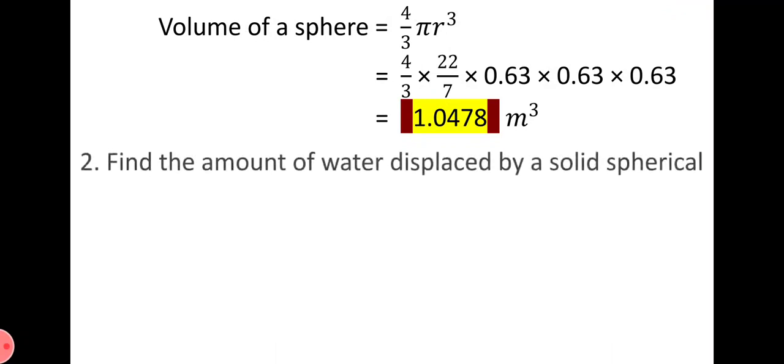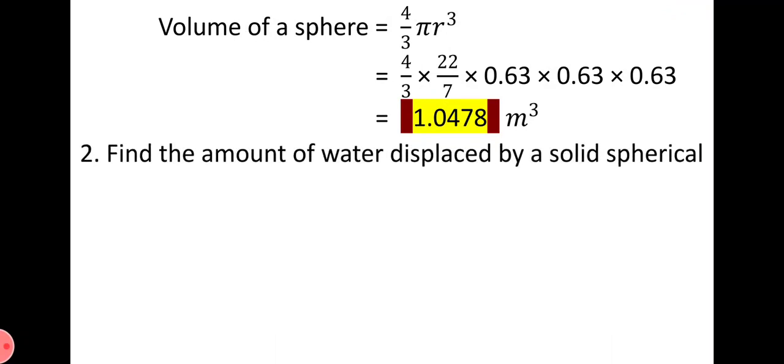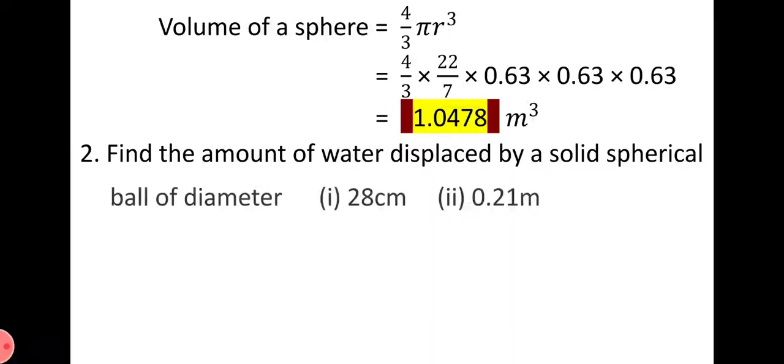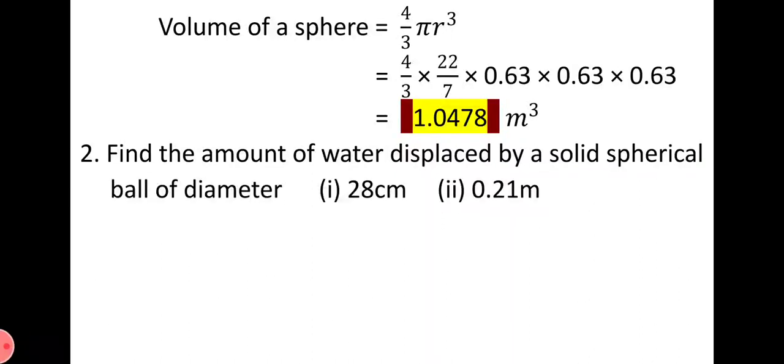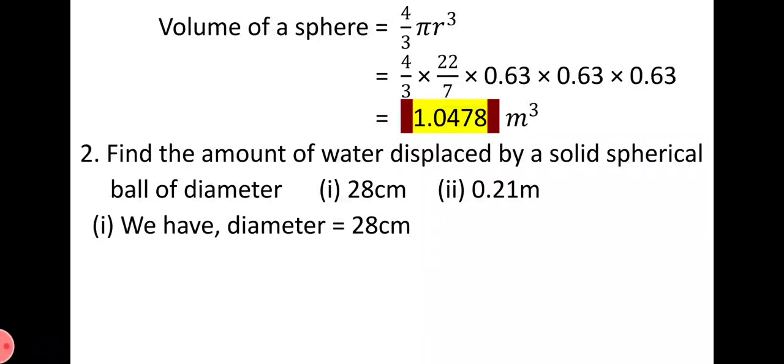Next, question number 2. Find the amount of water displaced by a solid spherical ball of diameter 1) 28 centimeter and 2) 0.21 meter. Again, here we will use the diameter first to find out our radius, and then that radius will be used to find out the amount of water displaced, that is nothing but volume of a sphere. So for solution number 1, we have diameter equal to 28 centimeter, therefore radius is half of diameter, that is 28 upon 2 equals 14 centimeter.